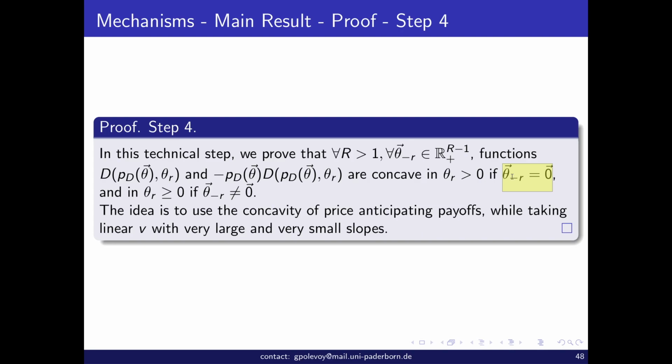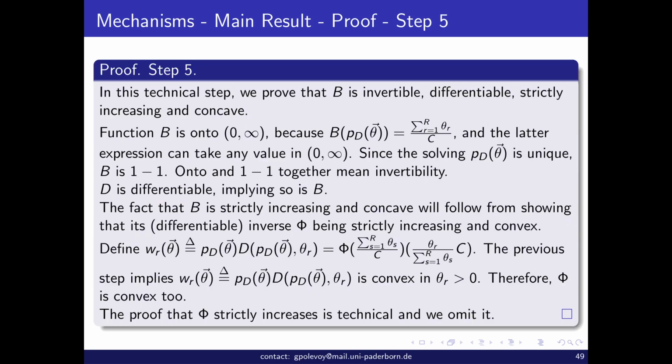So then you only look at positive theta r's, and when the bids of the others are not the zero vector, then you can look at any non-negative. The idea is to use the concavity of the price of anticipating players, while also, as before, taking a linear value function with very large or very small slope, and eventually you get what you want. It's a technical thing, we omit that further.